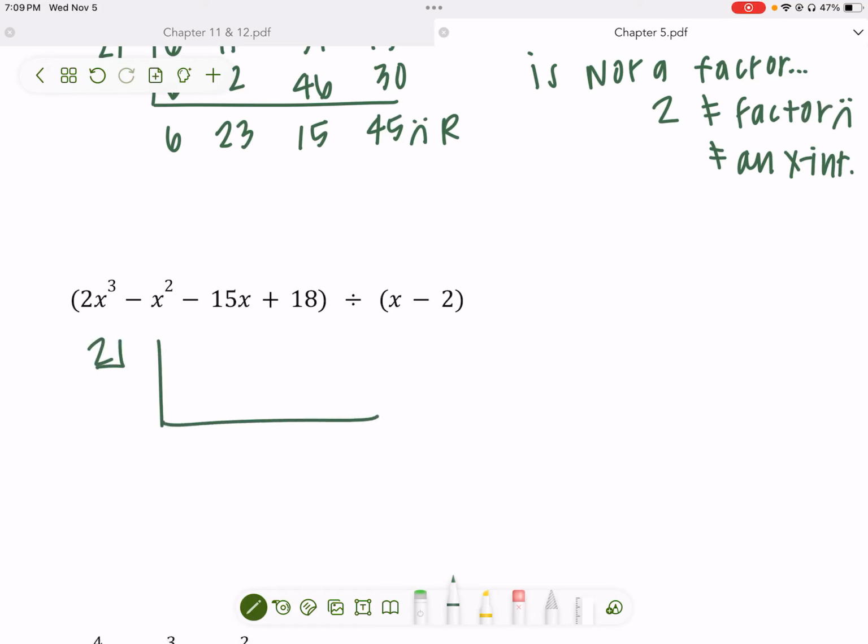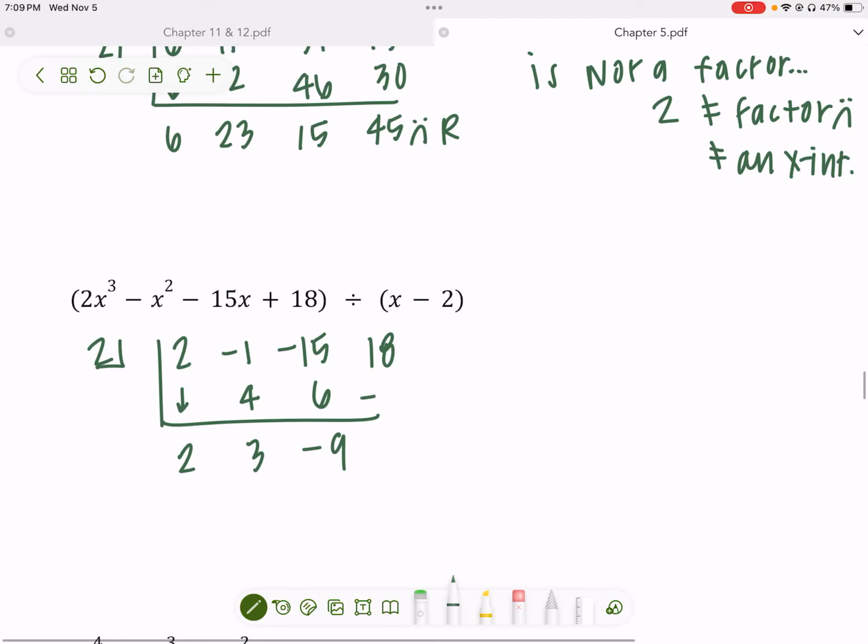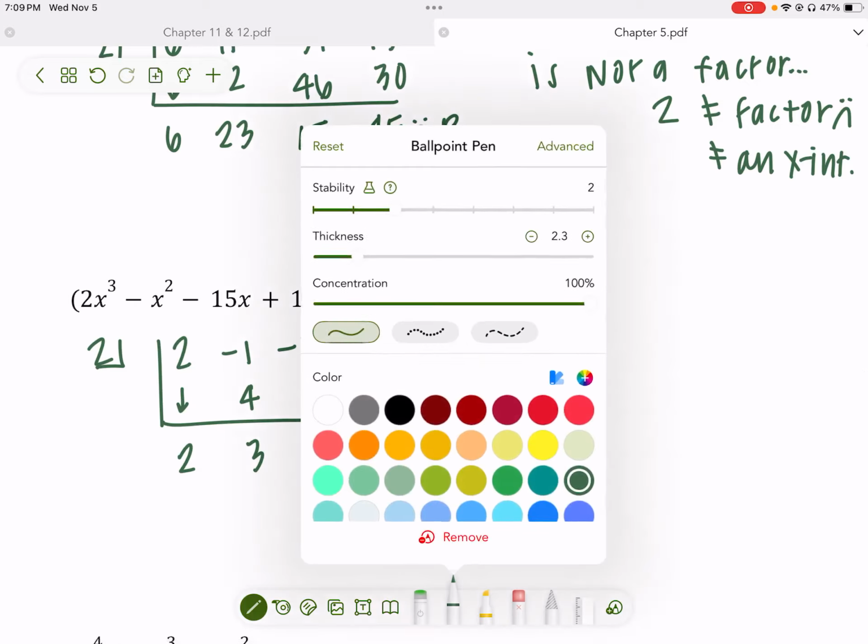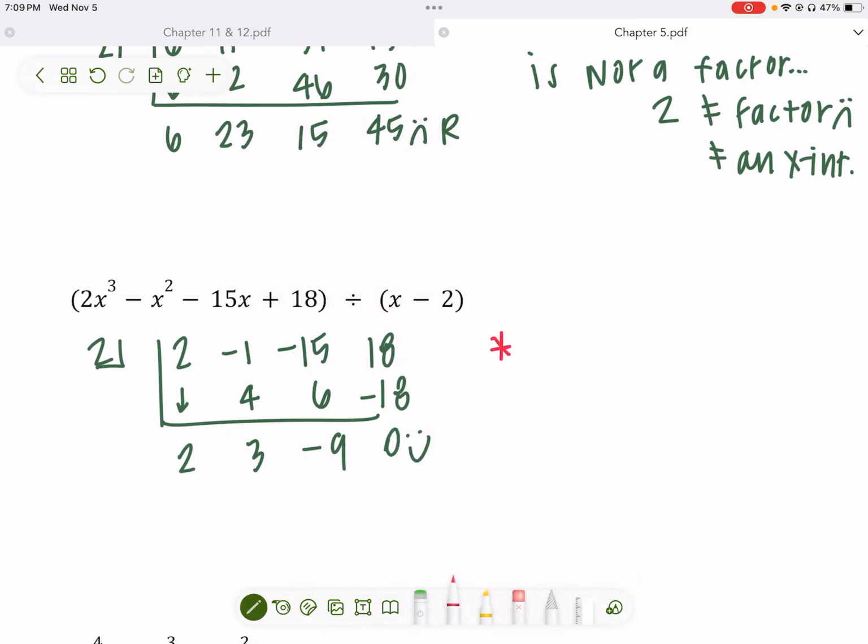In the little box, we have 2. In the long rectangle, we have 2, negative 1, negative 15, and 18. Bring down the 2 and multiply. Add, multiply again. Multiply again. Oh, good. We got 0. So that means, switch colors here, 2 is a factor.